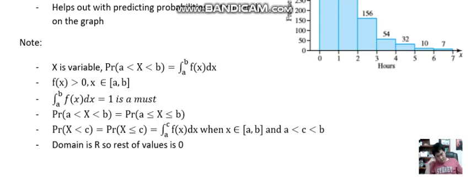However, because we said here that the integral over a to b equals 1 is a must, it means the domain is all of R, but the rest of the values is 0. And yeah, that'll be all.